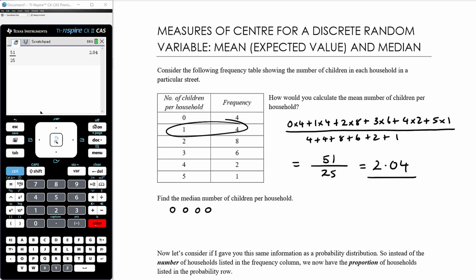Then there are 4 households with 1 child, so we would have had 1, 1, 1, 1. Now the houses wouldn't have been organised in order, but we would have had a list of numbers that we then order later on. There were 8 households with 2 children: 2, 2, 2, 2, 2, 2, 2, 2. There are a further 6 households with 3 children.